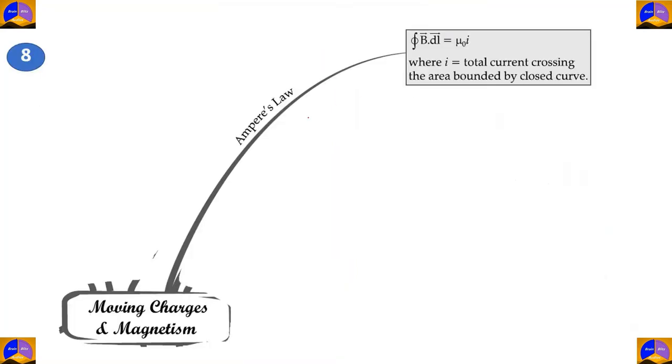Now, let's look at another important law in this chapter. That is Ampere's law. Most of you have learned of Ampere as someone who found out the amount of current. Let's look at what Ampere's law has to do with moving charges and magnetism. Now, this Ampere's law is an alternative to the Biot-Savart law, and it's also more appealing.